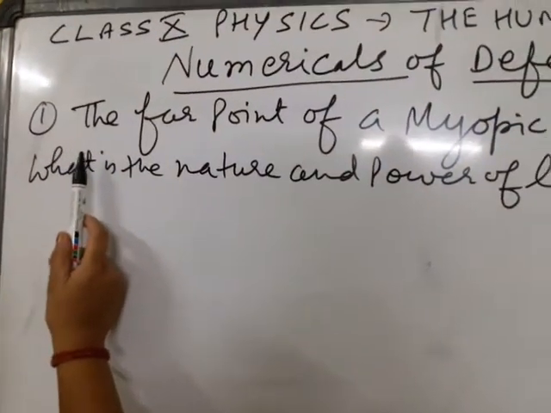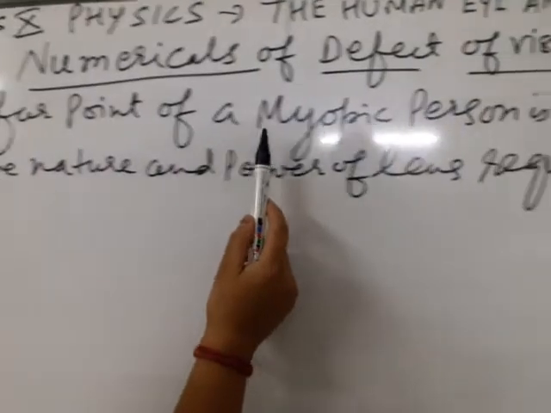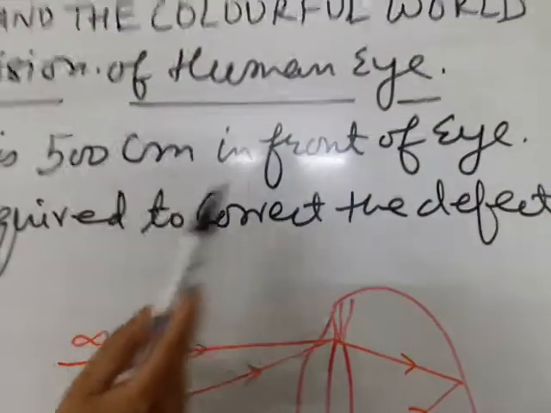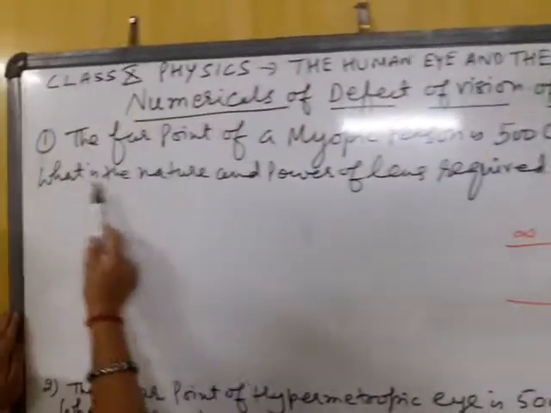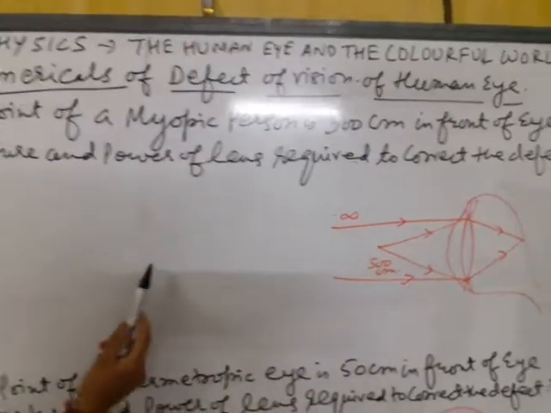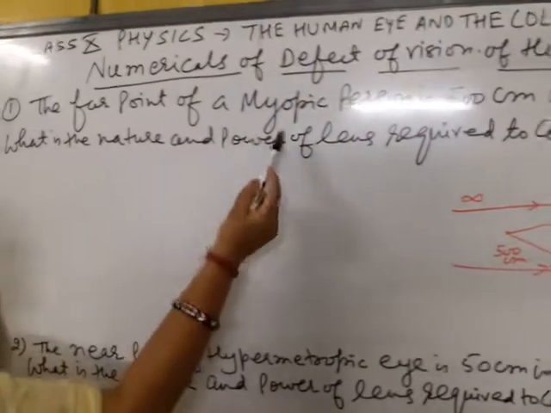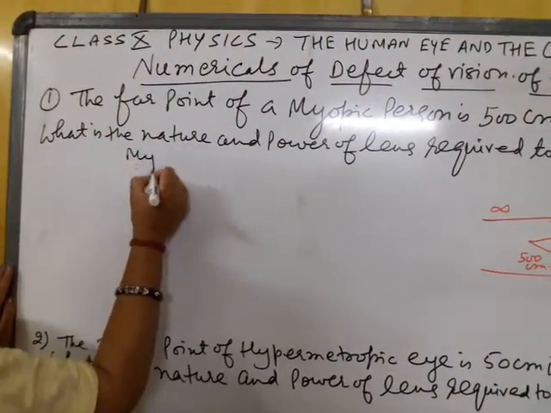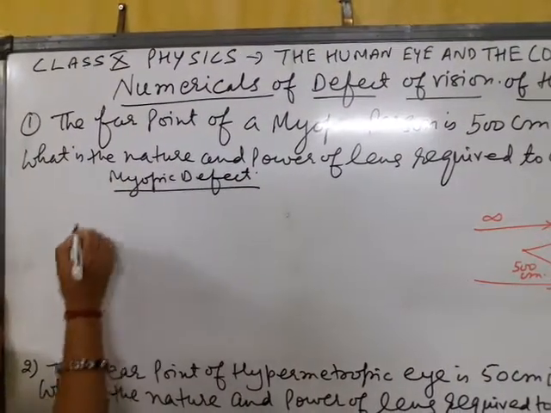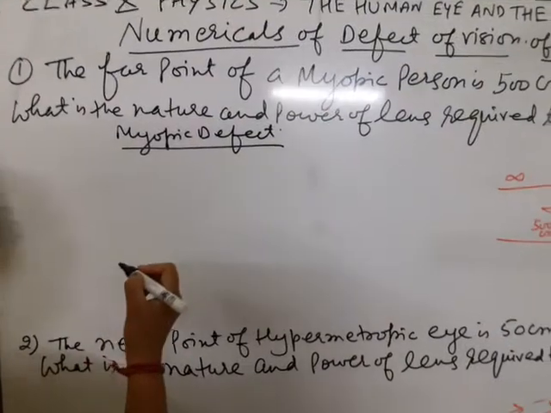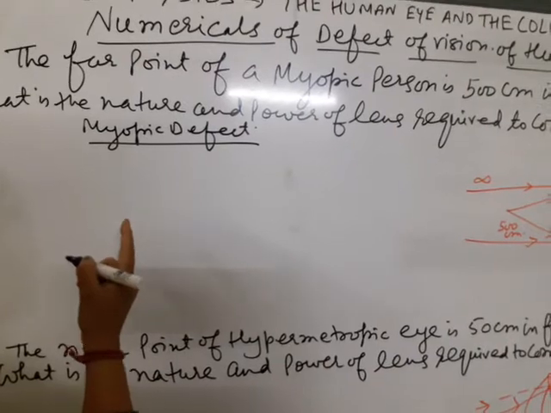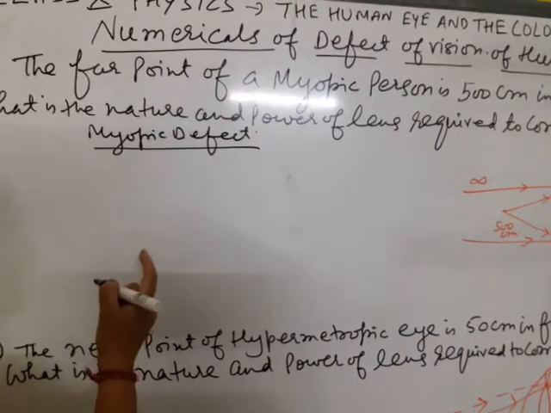Now, first numerical: the far point of a myopic person is 500 centimeter in front of the eye. What is the nature and power of lens required to correct the defect? Now, the defect is myopic defect. Myopic defect means a person cannot see far off objects clearly, but can see nearby objects clearly.